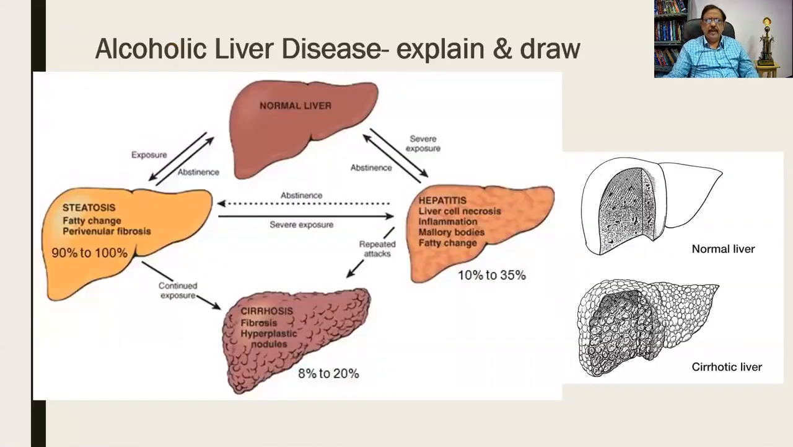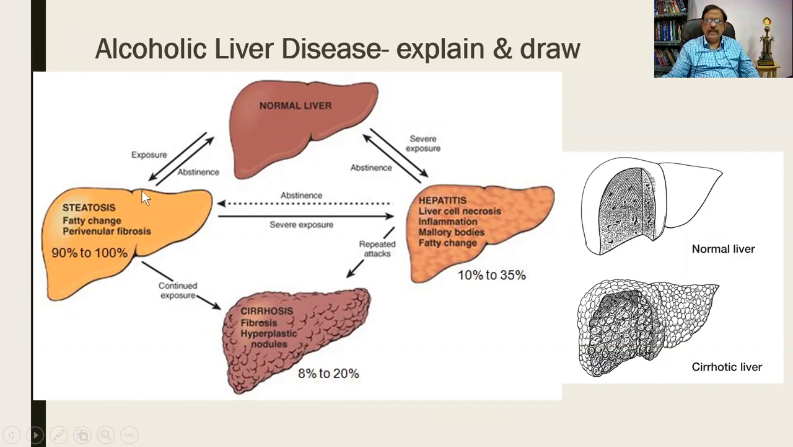This is indeed of paramount importance, which was omitted in the previous class. This is a diagrammatic depiction of the pathogenesis of cirrhosis in alcoholic liver disease. In a normal liver, whenever there is continuous exposure to alcohol, it goes in for steatosis or a fatty change, and all the changes along with it.